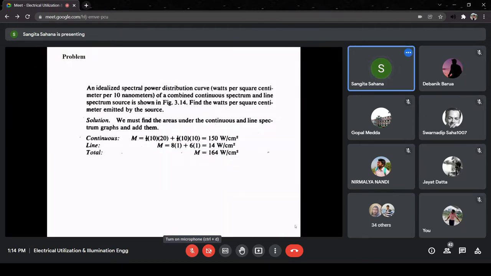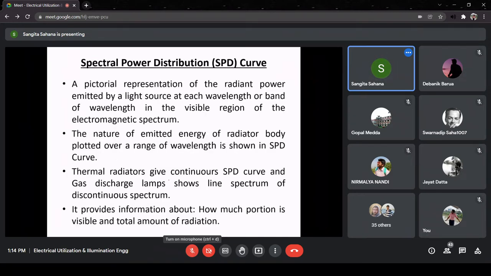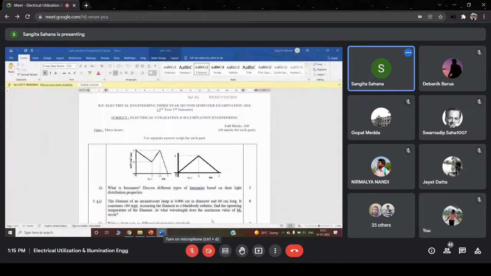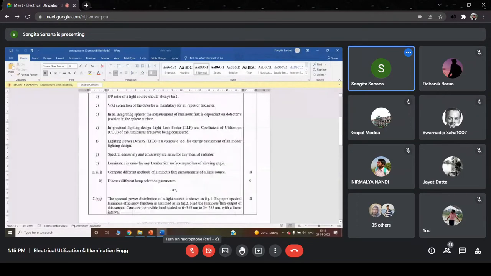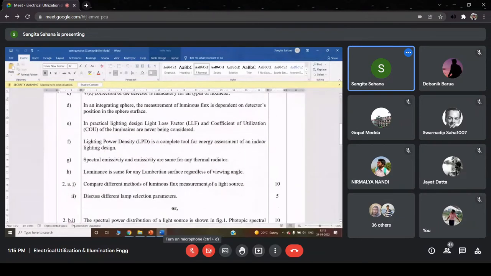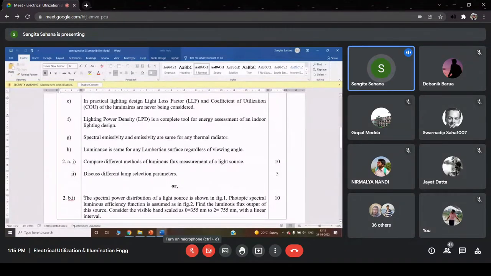So next is an idealized spectral power distribution curve, watt per square centimeter per 10 nanometer, of a combined continuous spectrum and line spectrum. If you see this one, the spectral distribution of a light source is given. The photopic spectral luminous efficiency function is also given. You have to find the luminous flux output of the source. Okay.